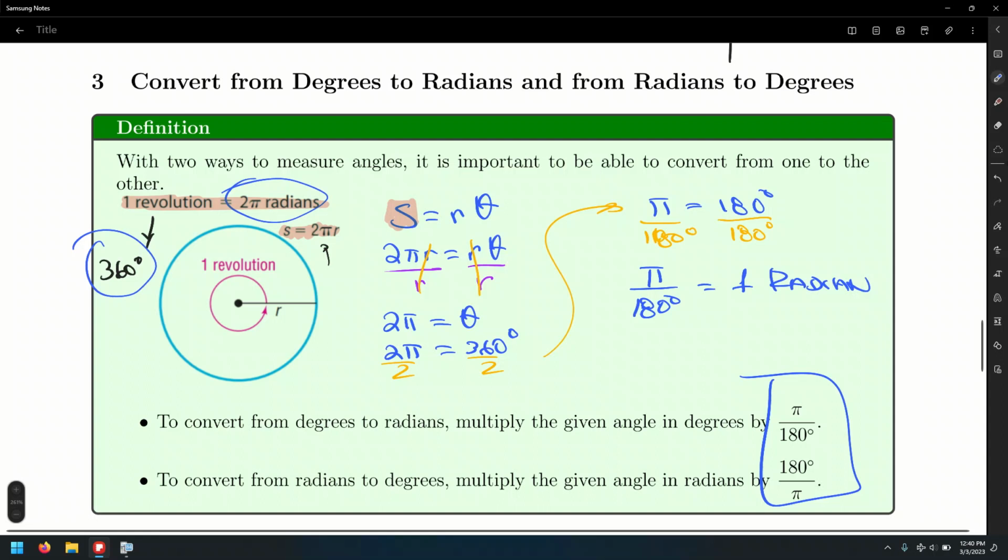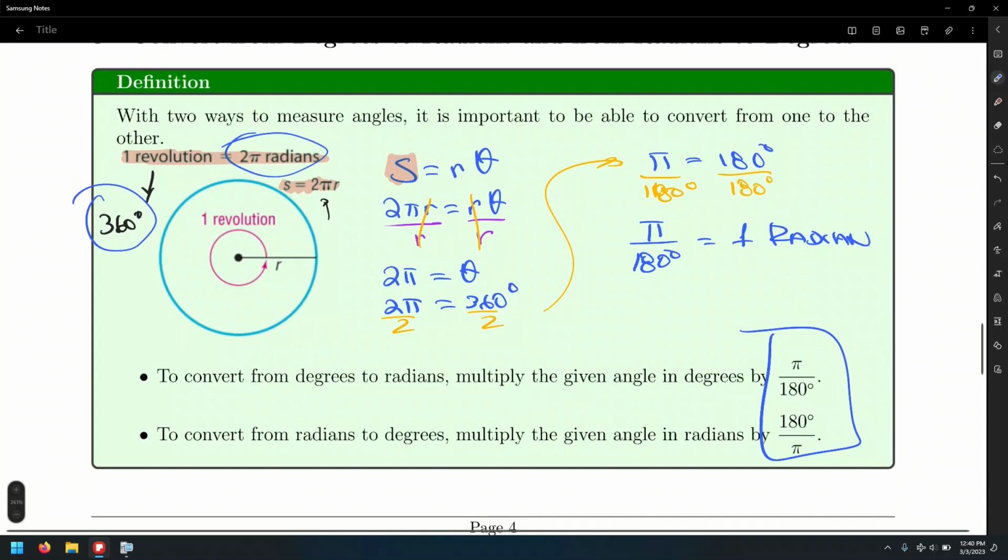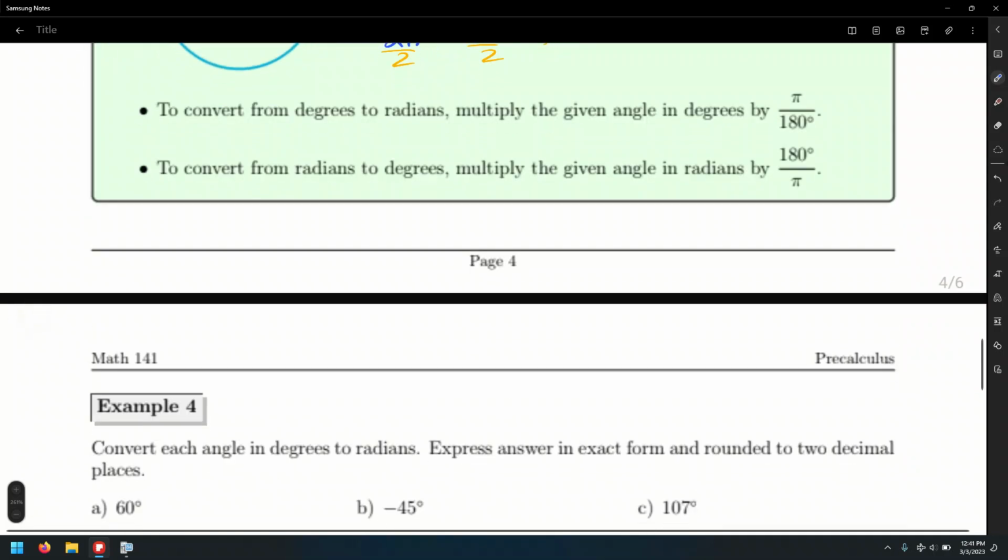All right, how about we do some calculations? But before that, let's briefly describe these conversion factors. To convert from degrees to radians, multiply by pi and then divide by 180 degrees, and vice versa, to convert from radians to degrees, multiply by 180 and divide by pi. Let's do a couple of examples to convert between one system and the other.